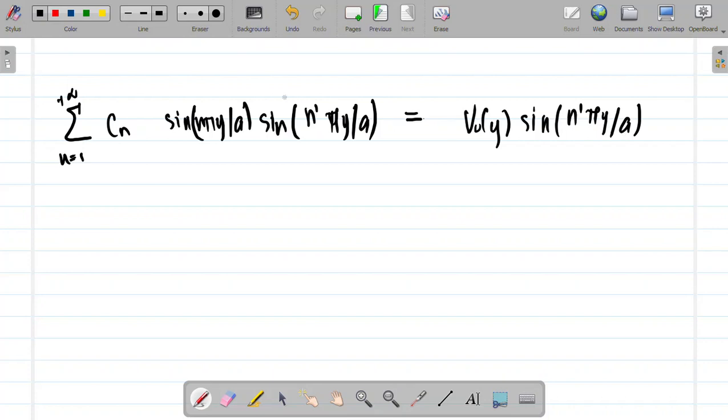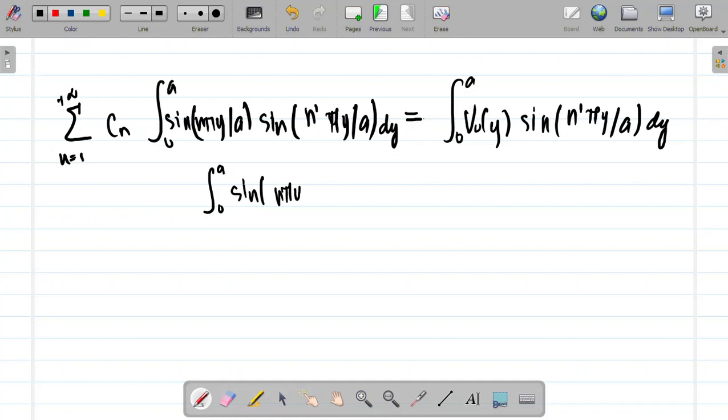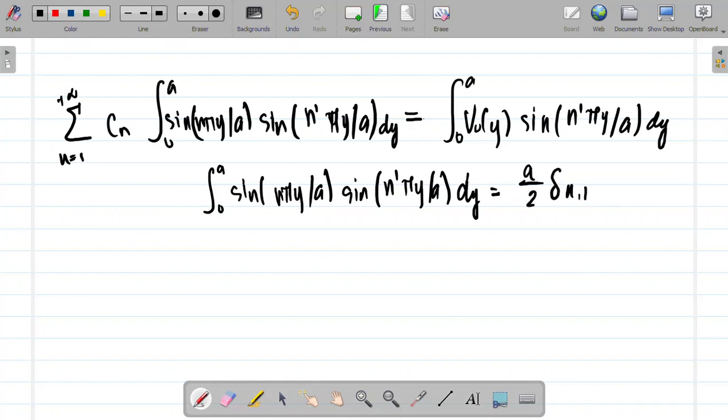Then next, integrate from 0 to a dy. So, class, identity to ng integrals. 0 to a, ginawa nyo na to dati. So, hindi na natin gagawin ngayon. Integral of sin n pi y over a sin n prime pi y over a dy equals a over 2 Kronecker delta n n prime.